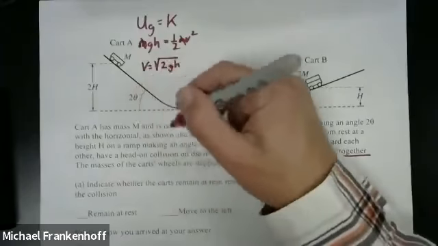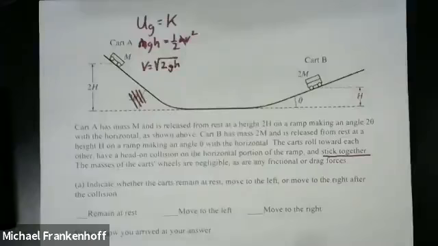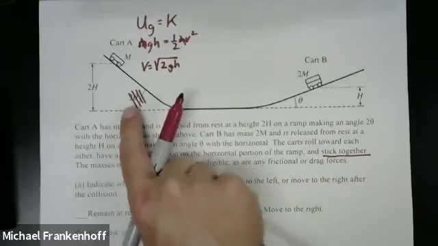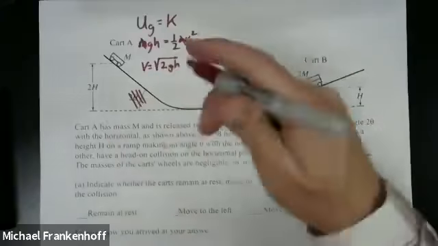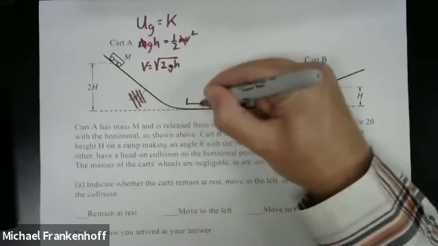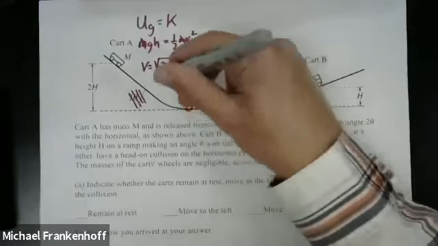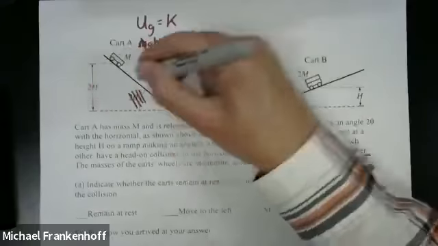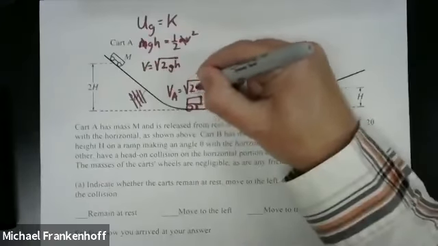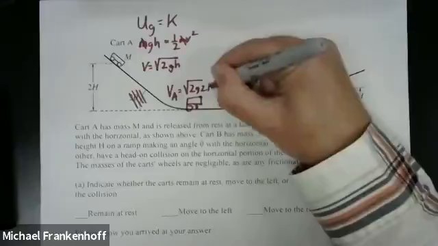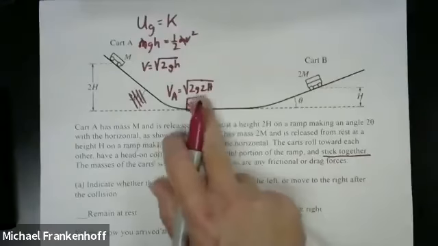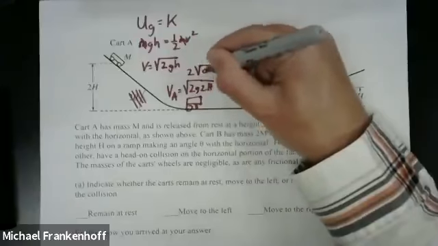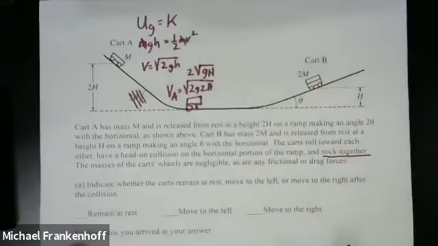Notice it's got nothing to do with this angle. That angle doesn't matter at all. They're being jerks. They're trying to throw you off here. So let's actually plug it in for cart A. When cart A gets to the bottom, we can figure out its velocity. The velocity of A will be the square root of 2g(2h), and I can clean that up a little bit since there are two 2's there. So 2 radical gh is its speed there.